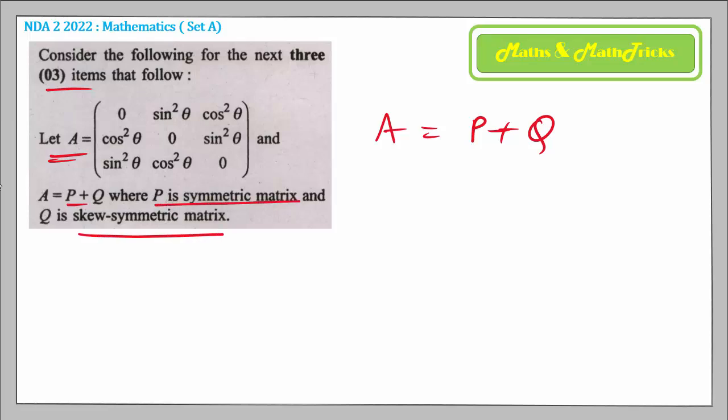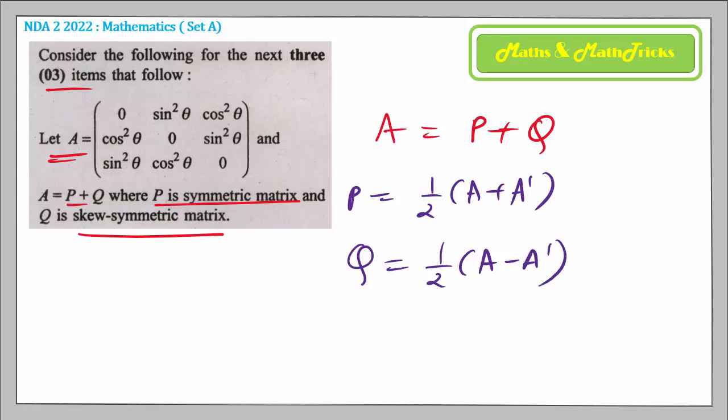If you know this, you have to answer about what P and Q are in the next two questions. You people must remember, any square matrix can be expressed as the sum of a symmetric and a skew symmetric matrix. And what are the formulas? The symmetric matrix formula is half into A plus A dash, and the skew symmetric formula is half into A minus A dash. So for a given matrix A, quickly you have to find out A dash. Okay, so it's the transpose of the matrix.